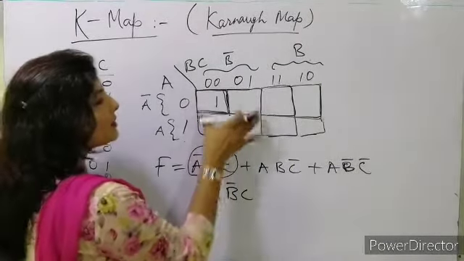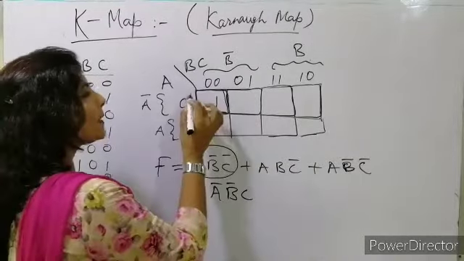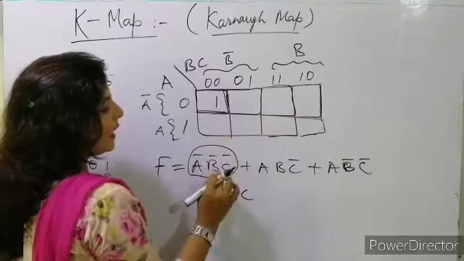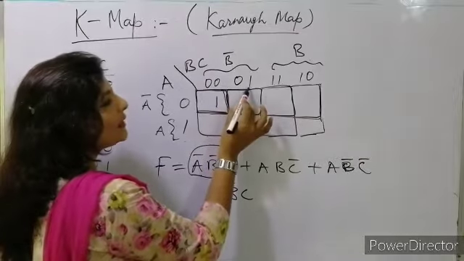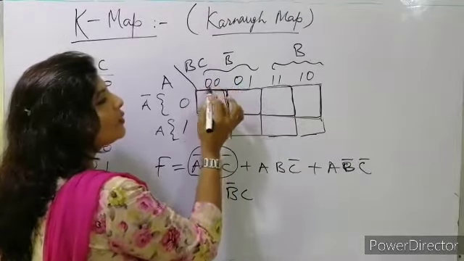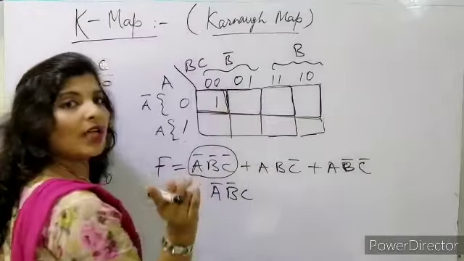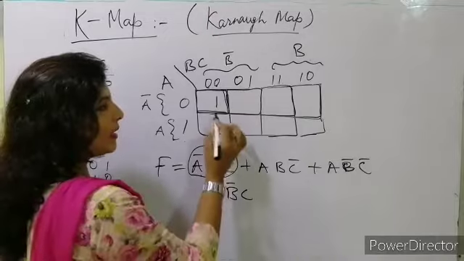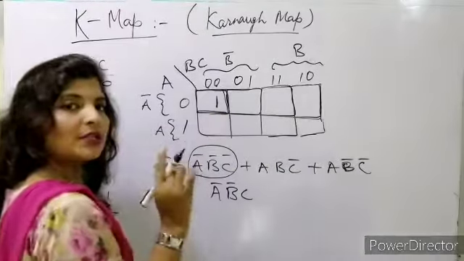So for B complement it will be among these. For A complement this row, and for B complement these 4. And C complement: where is C complement? This is C. So B and C both should be complemented. So A bar B bar C bar. So we'll write here 1, because this is one min term.